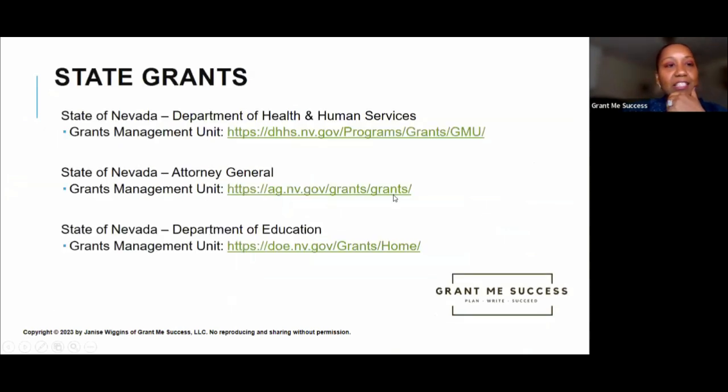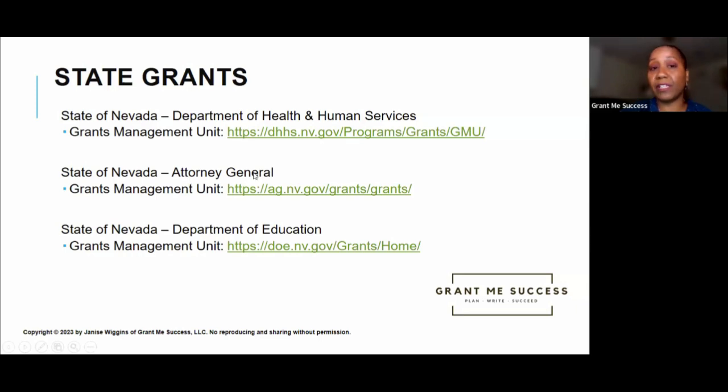Okay, let's talk a little bit more about state grants. So where might I find state grant opportunities? There are various departments within the state, but let's just say for the sake of this example, you're interested in Health and Human Service opportunities. Then the Department of Health and Human Services has a grants management unit in my state, and I might go to their website to be able to learn about grant opportunities that they have.